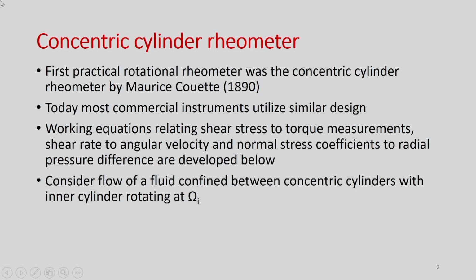Concentric cylinder rheometer: the first practical rotational rheometer was the concentric cylindrical rheometer proposed by Couette in 1890. Today, most commercial instruments utilize a similar design. Working equations relating shear stress to torque measurements, shear rate to the angular velocity, and normal stress differences to radial pressure differences are developed in general.